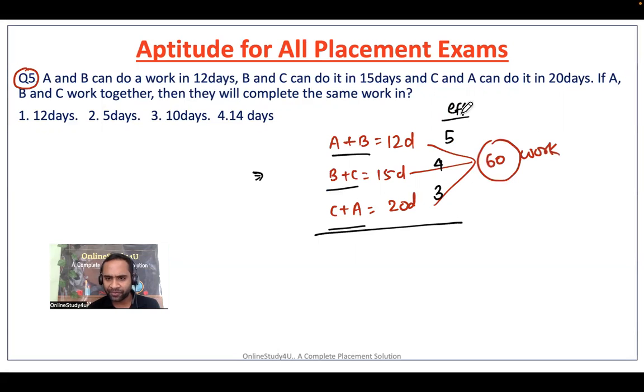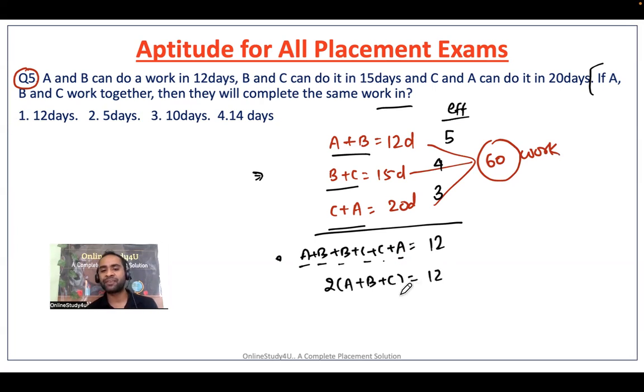Now friends, if you see this efficiency, it is the efficiency of A plus B, B plus C and C plus A. See, if I add A plus B, B plus C and C plus A, this will become a total of 12. But what they're asking is if A, B and C work together, how long will they take to complete the same work? But here, 2 times A is working, 2 times B is working, 2 times C is working. So you are able to figure it out. But they are asking A plus B plus C will be able to finish the work in how many days? That means we need the efficiency of A plus B plus C. But what we have here is 2 into A plus B plus C. So A plus B plus C will become 12 by 2, that is nothing but 6.